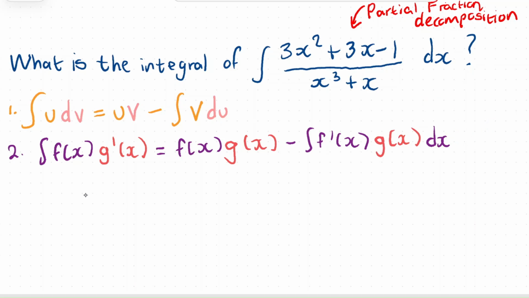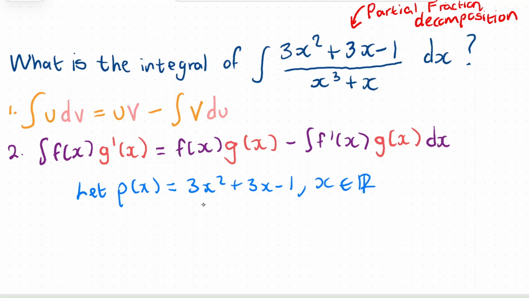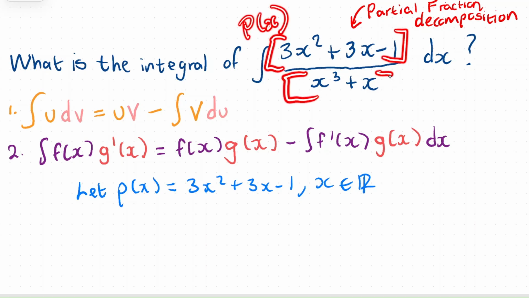So first we're going to be defining our variables. Let p of x equal 3x squared plus 3x minus 1, where x is an element of real numbers. Remember when we spoke about partial fraction decomposition, f of x is defined as p of x divided by q of x, right? So this whole entire term would be p of x, and the bottom term would be q of x.